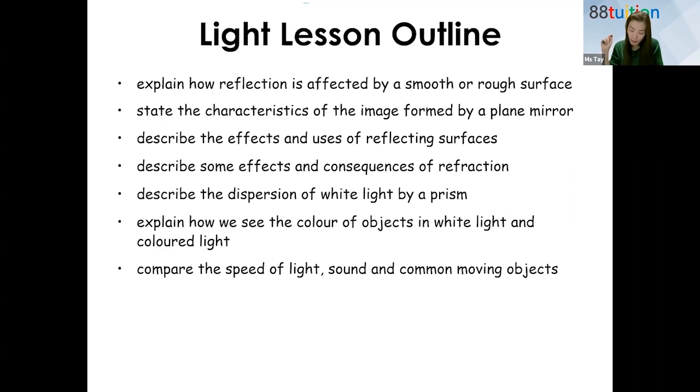So it causes things to look shallower than they are in water, for example. Then dispersion of white light by a prism. Then explain how we see the color of objects in white light as well as colored light. Then compare the speed of light, sound, and common moving objects. So you have to know that the speed of light is actually the fastest, the greatest out of these three.